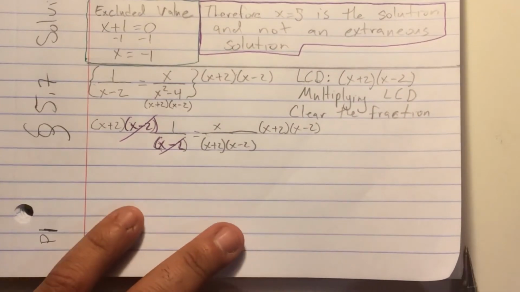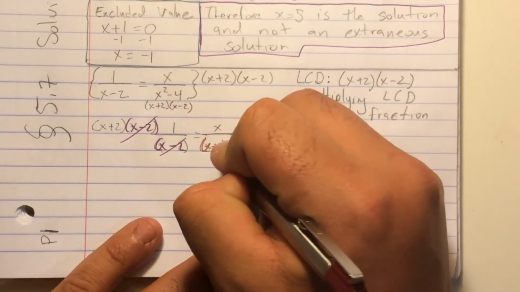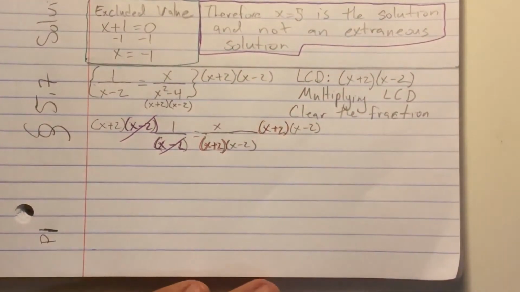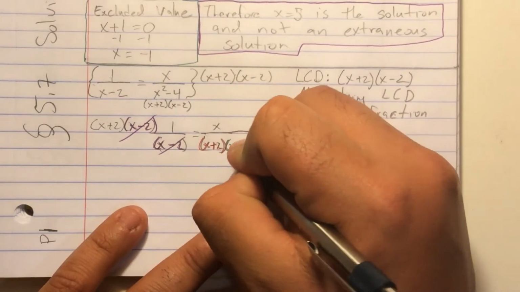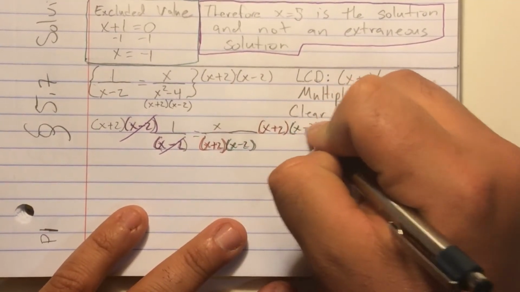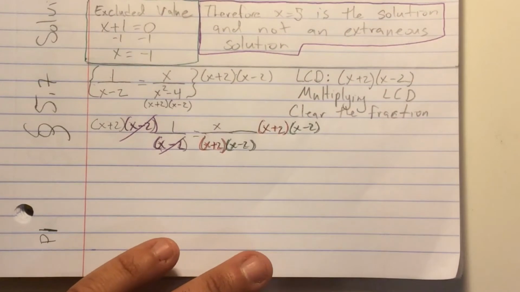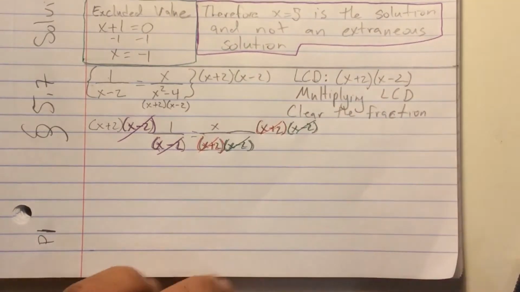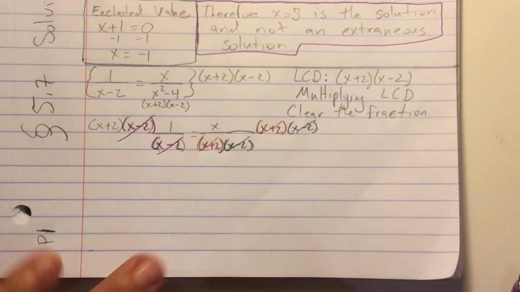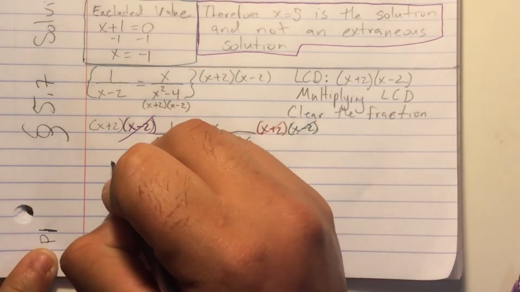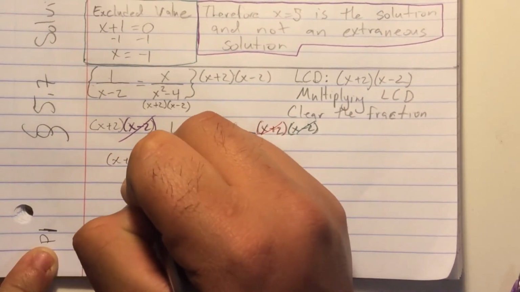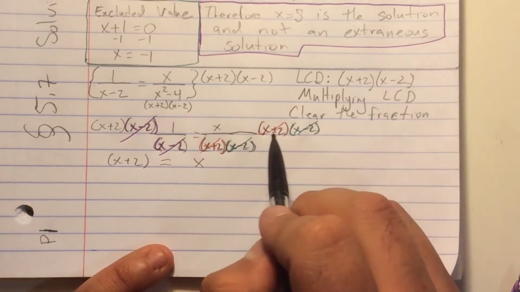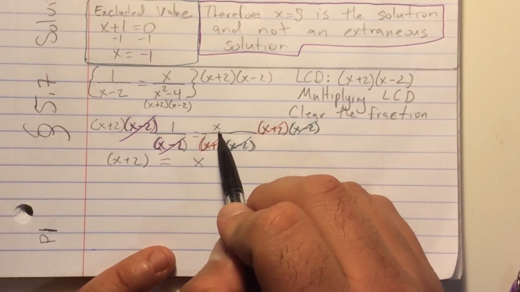And then on this side, we actually have two common factors. We have our x plus 2, which is here, and x plus 2 up here. And we also have our x minus 2 down here and our x minus 2 up here. I forgot to simplify, so we're going to divide out our common factors. And what's left over is x plus 2 times 1, which is just x plus 2. And this is equal to x, because these are reduced out, the only thing left over is just x.